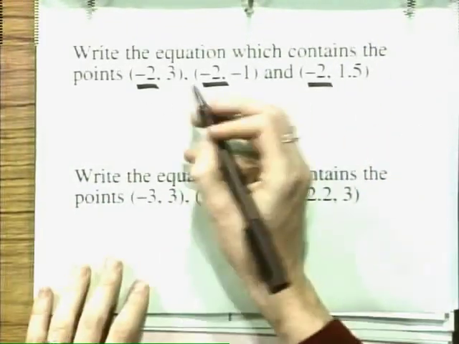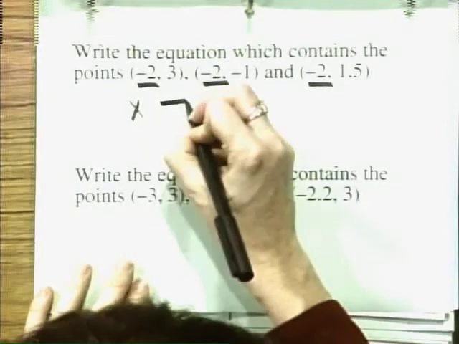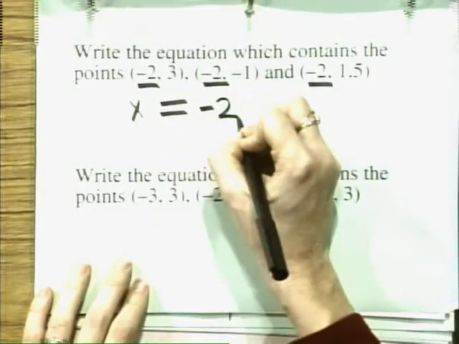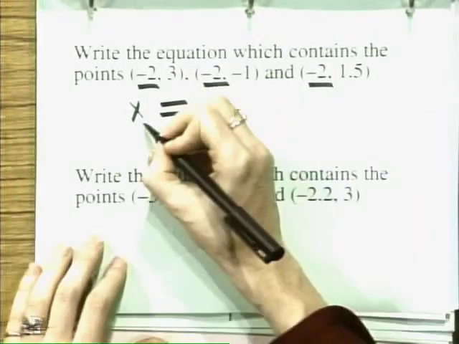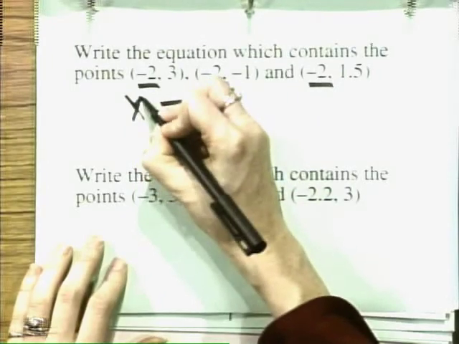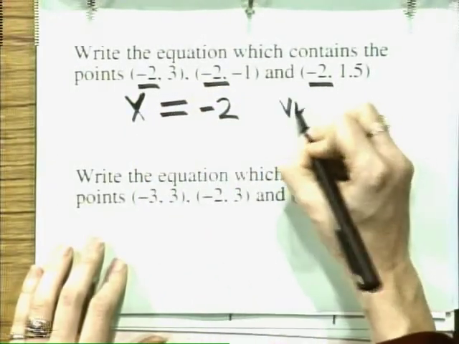What is that looking like? That's looking like no matter what, x is always -2. What kind of line is that? What did we say about that x in there? I heard you say vertical. Very good. It's a vertical line.